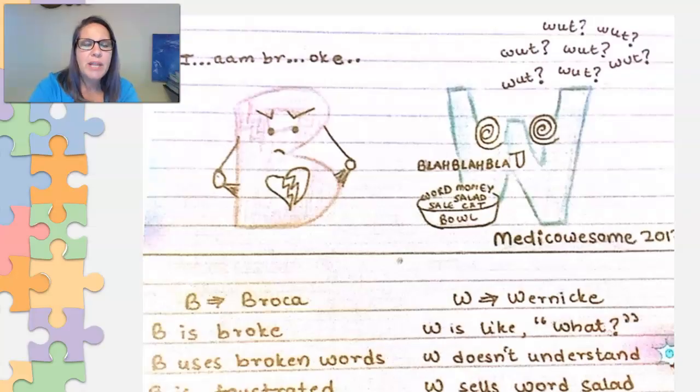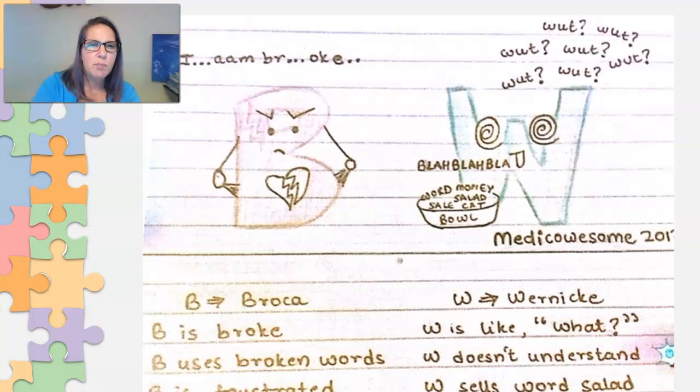Okay, the last thing about language is the parts of the brain that deal with language. And I'm going to come back to this slide in just a second. This is my mnemonic device, and I'll also show you this in class. But my mnemonic device to help you with these different parts of the brain.